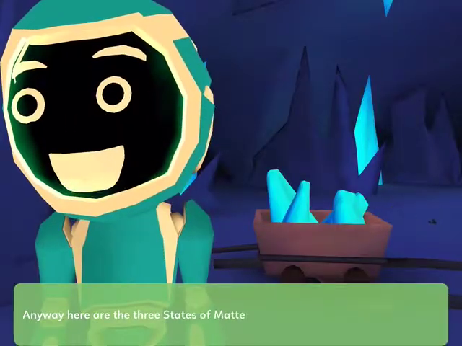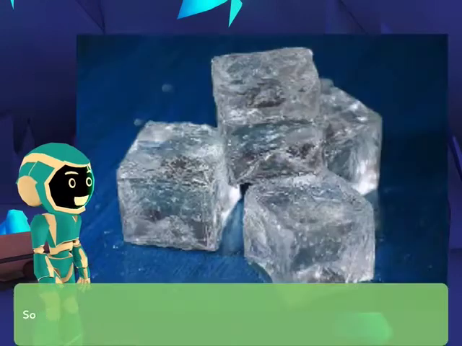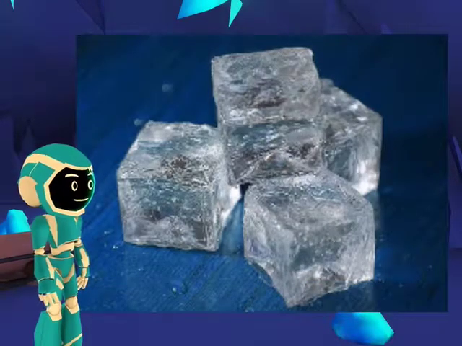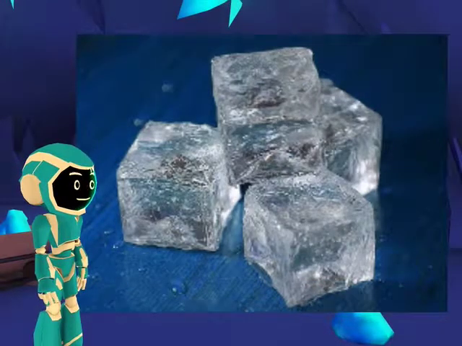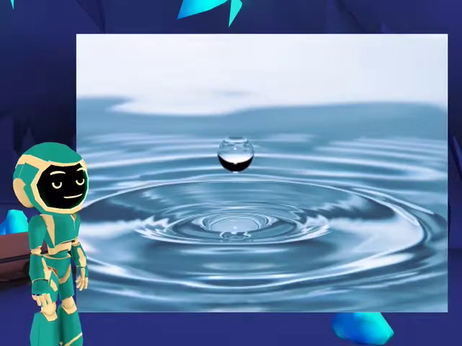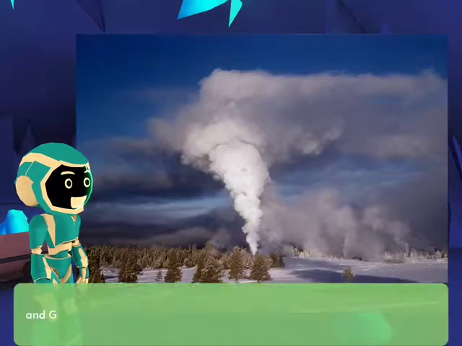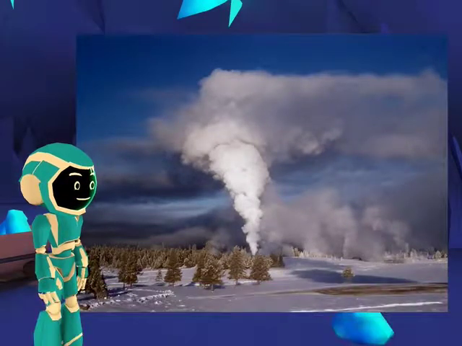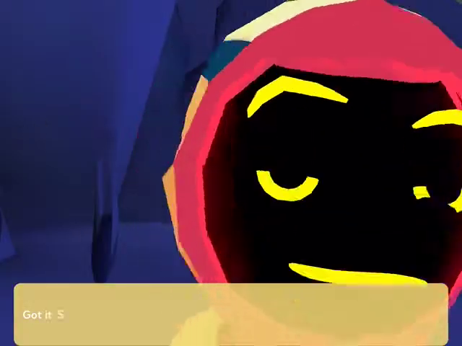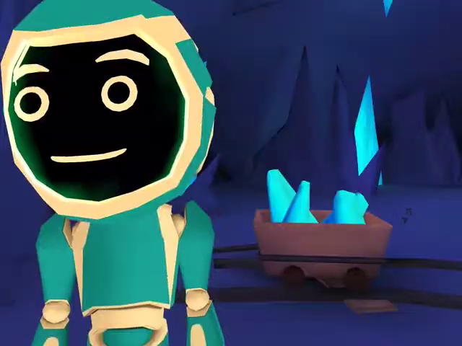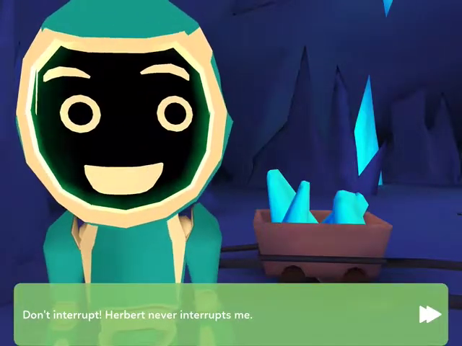Anyway, here are the 3 states of matter. Solid. Liquid. And gas. Got it? Solid, liquid, and gas. Don't interrupt. Herbert never interrupts me.